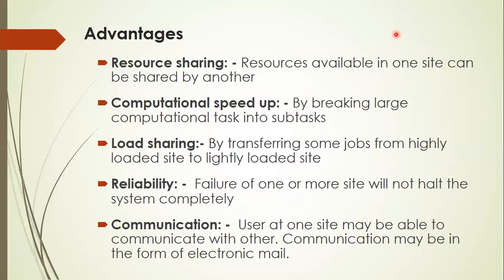And the last one is communication, where the user at one site may be able to communicate with another. For example, take State Bank of India. The State Bank of India has several branches scattered across different cities in India. If one branch wants to send a mail to another branch, they can make use of the distributed system. The distributed system allows the user at one site to communicate with the user at another site. The communication may be in the form of electronic mail.